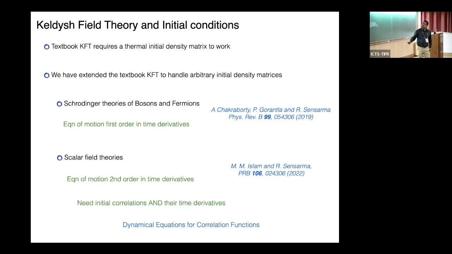So what's the difference here? The equation of motion is first order in time derivative. So essentially all the initial condition you need is the fields at the initial point, or the correlation of the fields at the initial time. That will be enough to give you the full theory. Here, of course, the equation of motion is second order in time derivatives. So you will need not only the initial correlation of the fields, but the initial correlation of the time derivative of the fields. They will also come and sit in this.